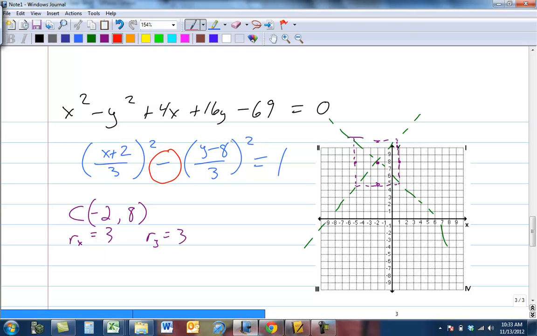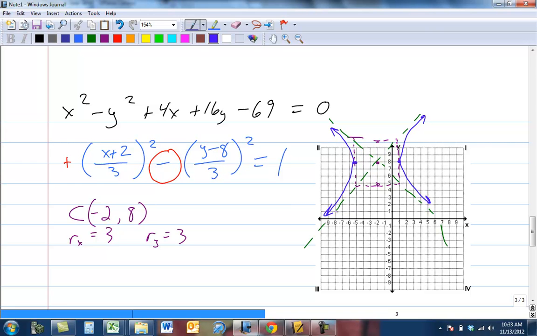And because the x term is positive, that means that this particular graph is going to open left and right. So, from the midpoint of the box, it goes like this and this way. From the midpoint, the other midpoint, it rides along the asymptotes. Never crosses it, but rides it. All right, so there's our graph of our hyperbola.